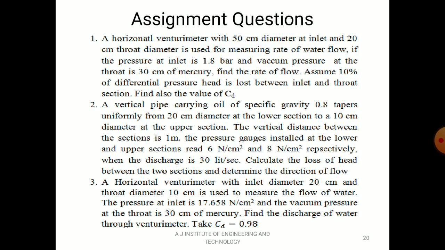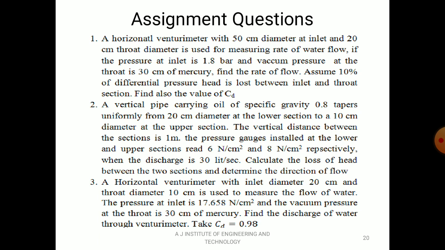For this problem you have to find the total energy at a section. You have to find the total energy at the upper section as well as the total energy at the lower section. Total energy is a summation of pressure energy, kinetic energy and potential energy. So that is P1 divided by rho g plus V1 square divided by 2g plus Z1. So that is the energy at section 1.